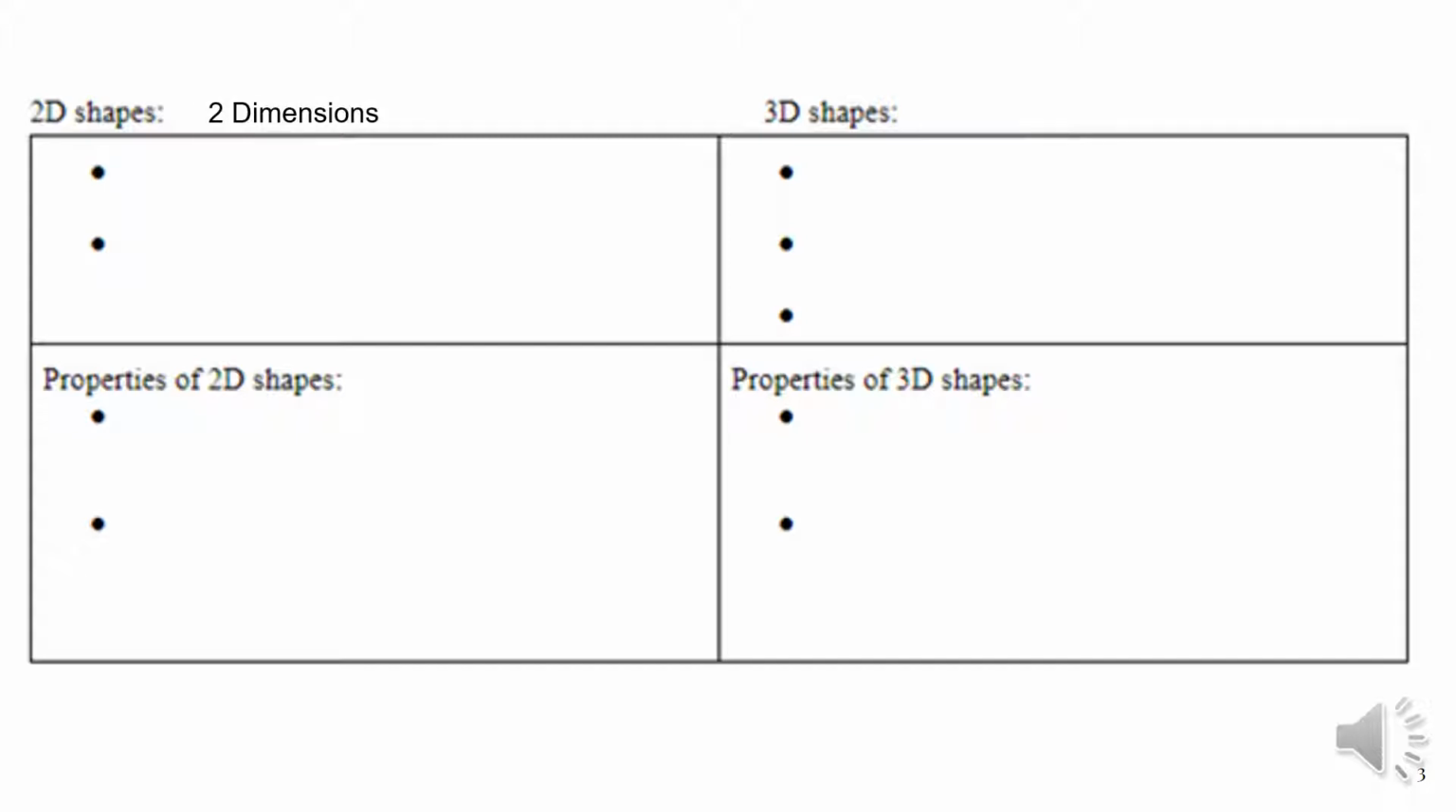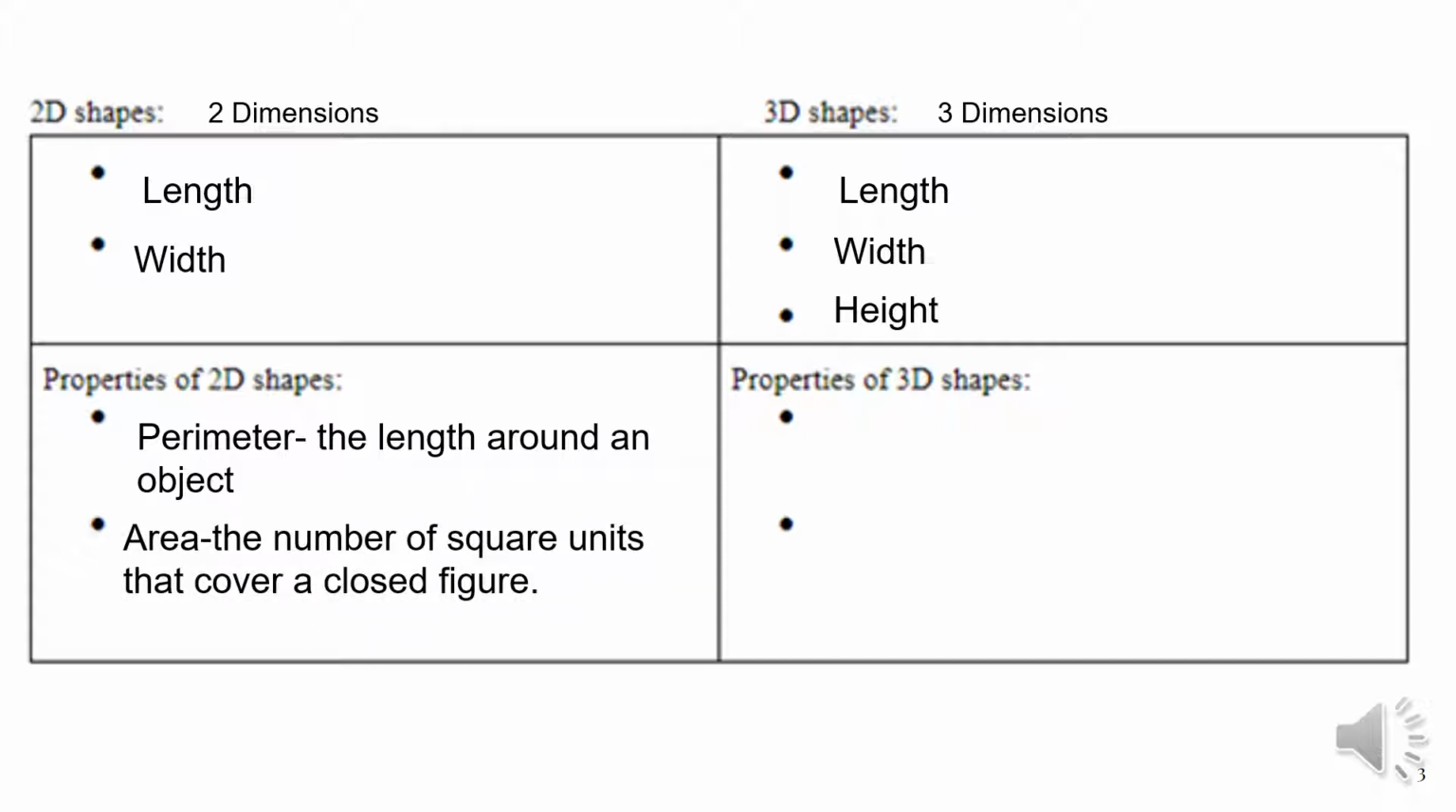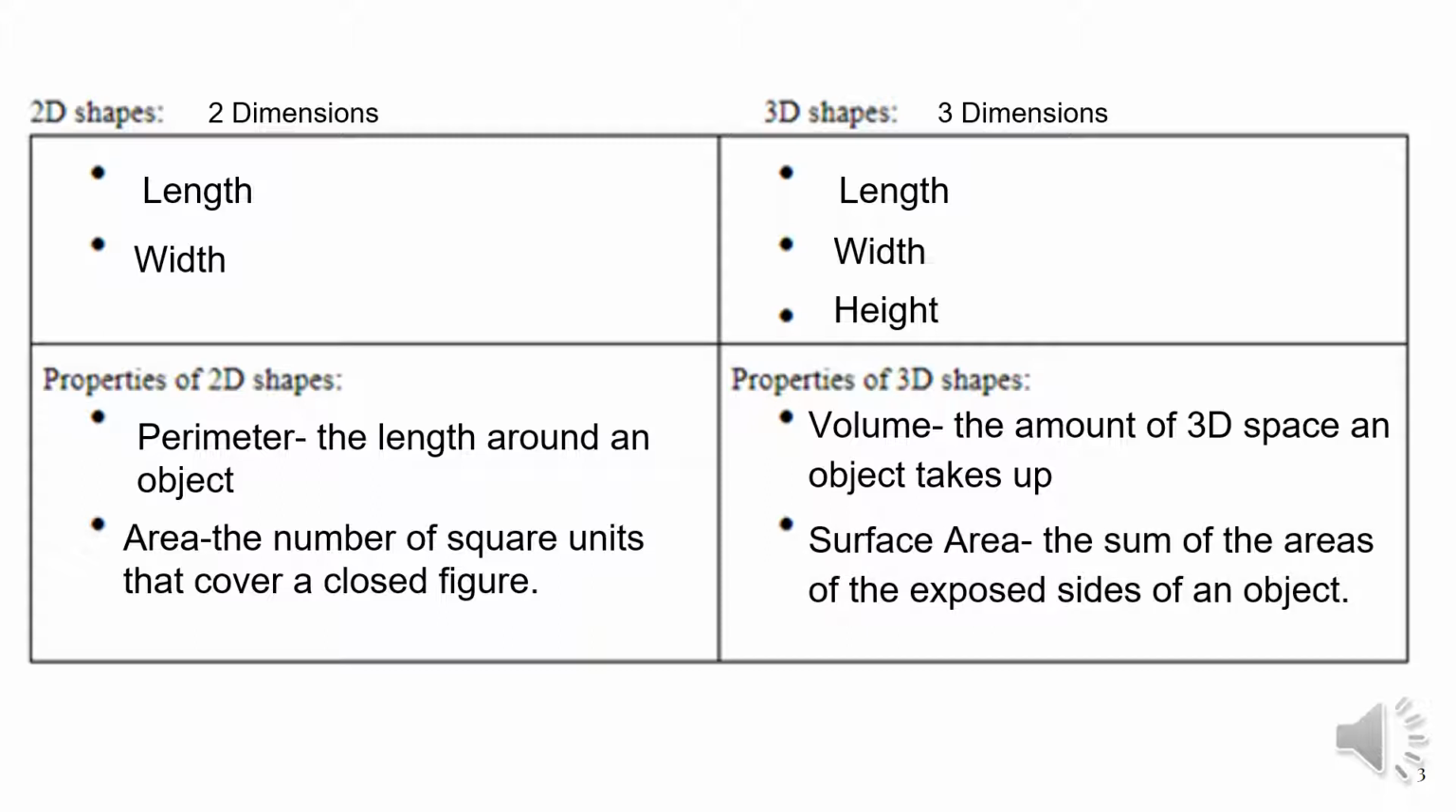So 2D and 3D stand for 2 dimensions or 3 dimensions. The 2 dimensions are length and width. However, in 3D, we have an added piece of height. Some properties of 2-dimensional shapes include both perimeter, or the length around an object, and area, the number of square units that cover a closed figure, the inside piece. In 3 dimensions, we can calculate both volume and surface area.